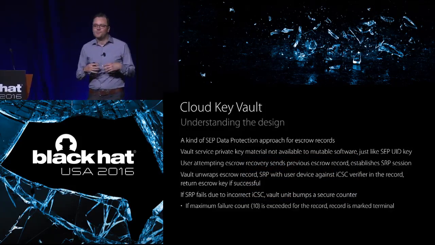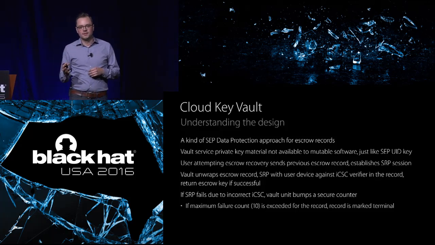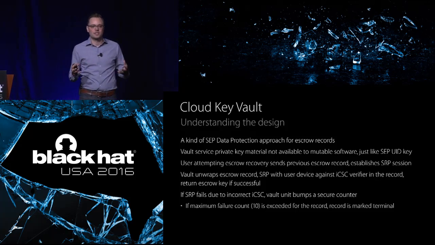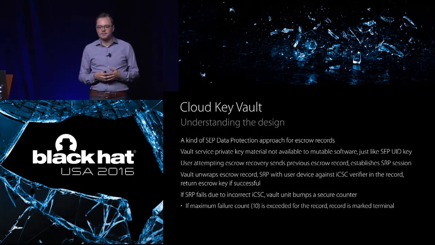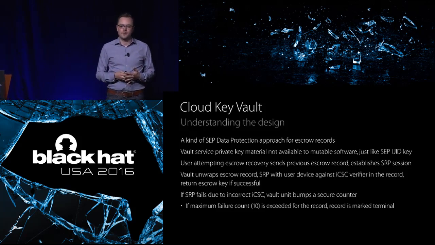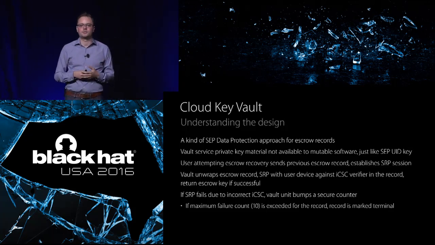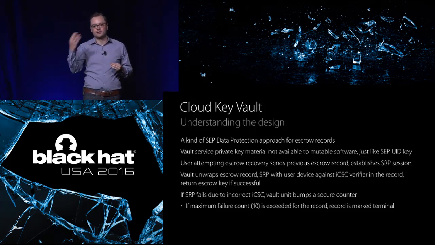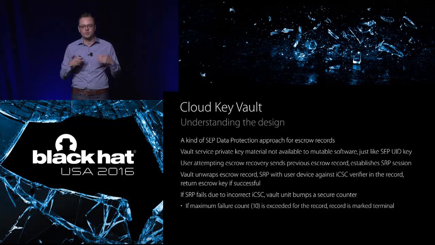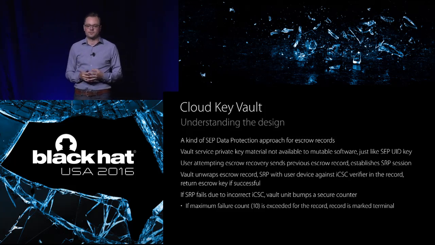Where does this get us? Well, we've effectively built a kind of data protection, but for escrow records. The private key for the Vault service is simply not available to any mutable software, just like our UID key in the SCP. And effectively, when a user wants to do an escrow recovery, they retrieve their escrow record from the Apple Cloud. They establish a session to Cloud Key Vault for SRP. And the Vault will unwrap the record and find the SRP verifier for the iCloud security code. So long as the user can present the right iCloud security code, the Cloud Key Vault will return that strong randomly generated escrow key, which protects all of the rest of their secrets.